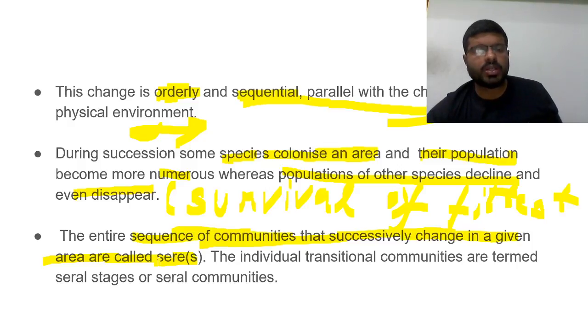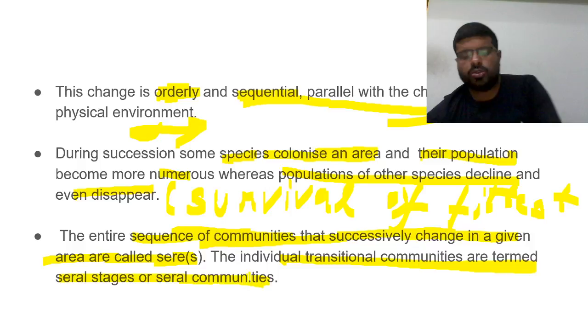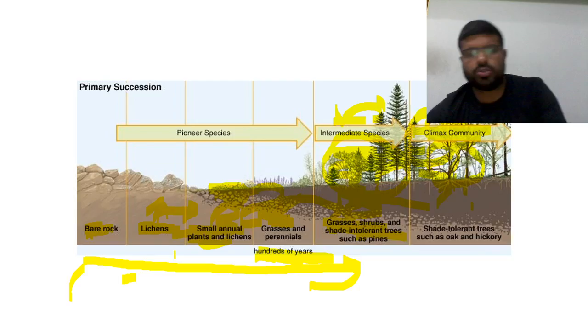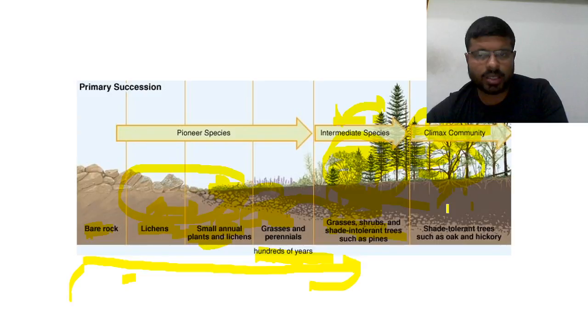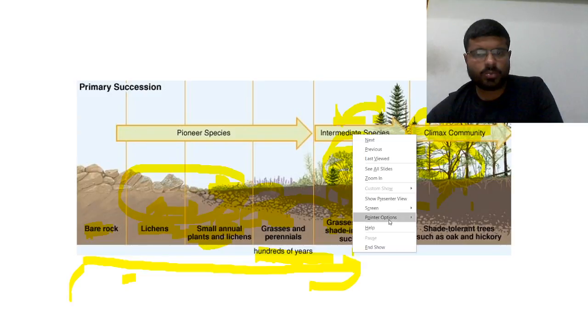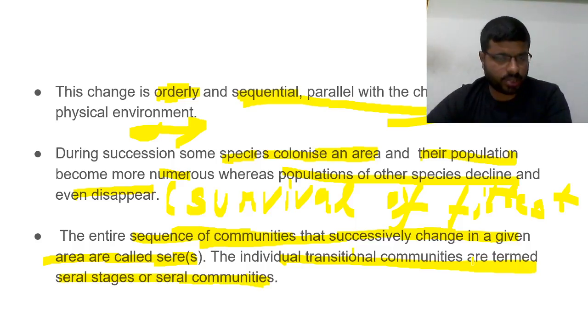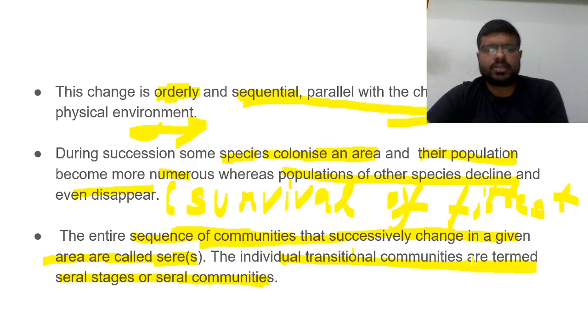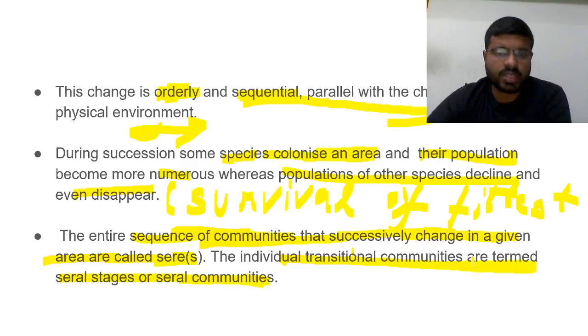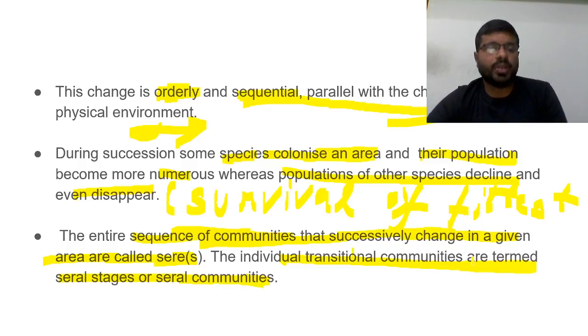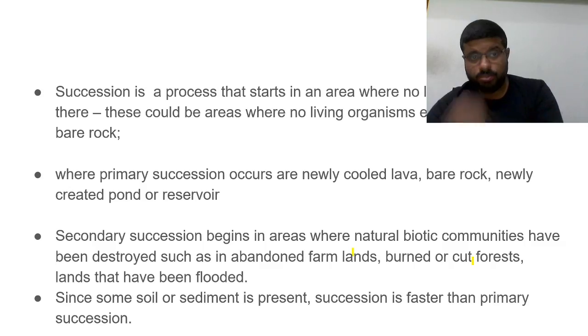The sequence of communities is called the sere. The individual transitional communities are termed serial stages or serial communities. So this is one seral stage, this is another, this is another. The way they are interacting as a whole, the entire sequence of communities that is successively changing in a given area is called a sere. The individual transitional communities are termed serial stages or serial communities. The sequence is called a sere. Excuse me.